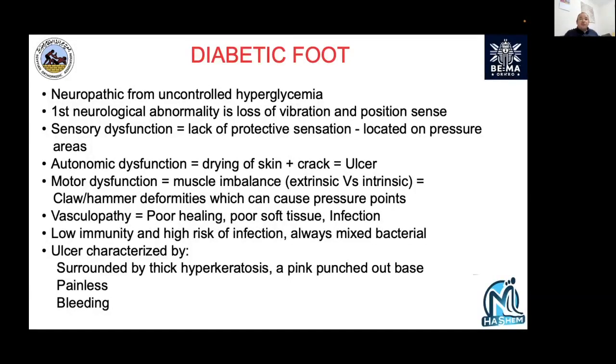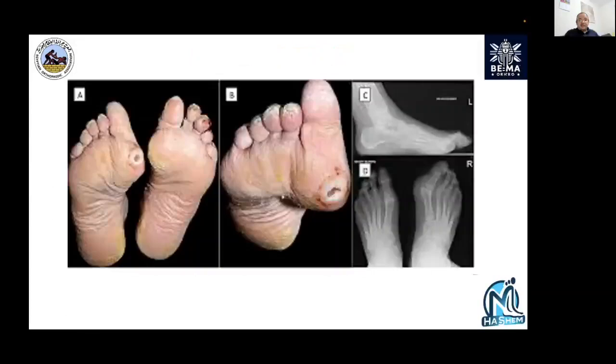If the patient has a diabetic foot ulcer, this ulcer will be hyperkeratotic, pink, with a punched out base, will mostly be painless because the patient is neuropathic, and will be bleeding because there is no normal contraction, or vasoconstriction, in his vessels. And I'll put this in a separate slide because you need to spot easily that the patient has a diabetic foot ulcer. This is very, very important.